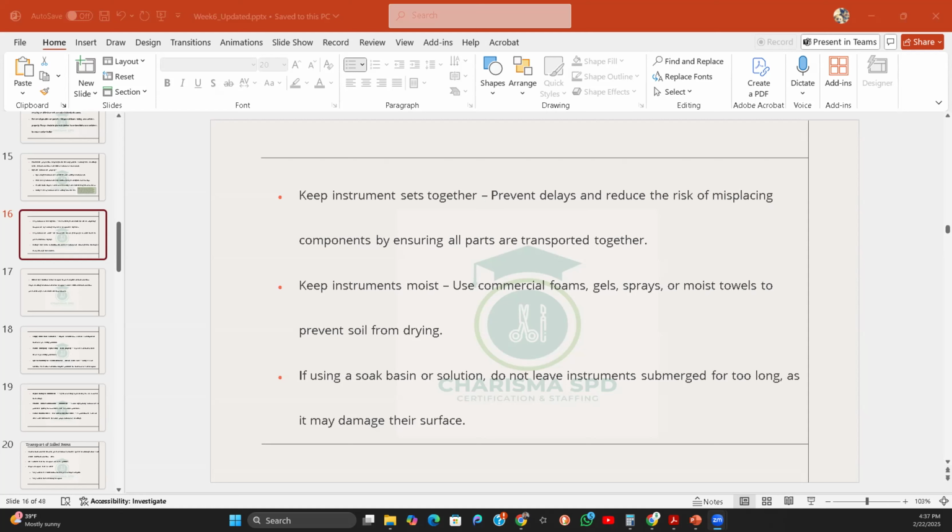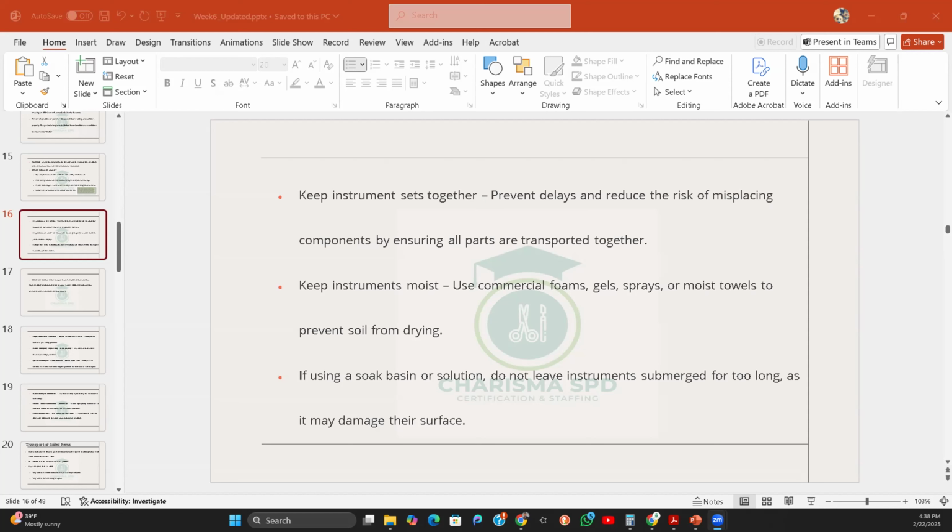So in the absence of commercially produced gel sprays, what you can do under the circumstance is to wet a towel and cover it over the instrument. Does that make sense? That way you keep the instrument moist, so the tissues won't dry on them. That will lead to instrument damage, prolong reprocessing time, and delay the case. That will affect patient outcome.